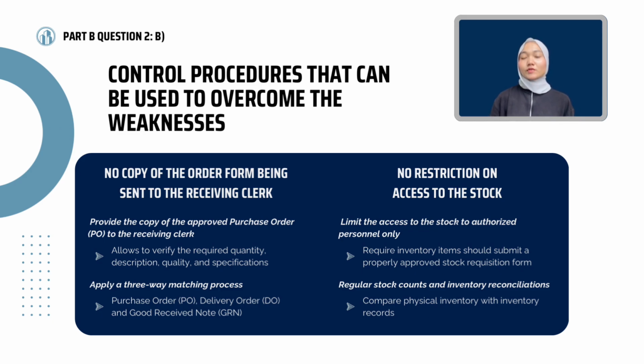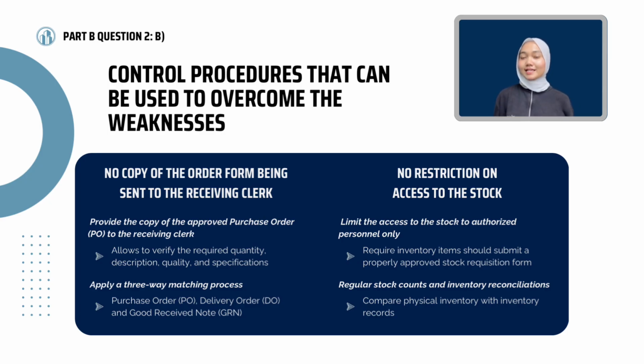Employees who need inventory for production or business operations should first submit a properly approved stock requisition form. This means that no inventory should be removed from the warehouse without approval. By following this procedure, the company can keep proper records of stock movements and prevent unauthorized withdrawals.